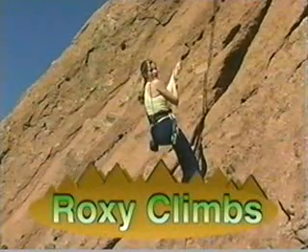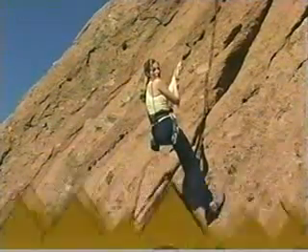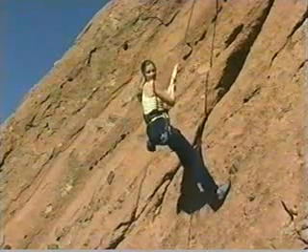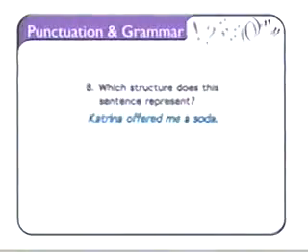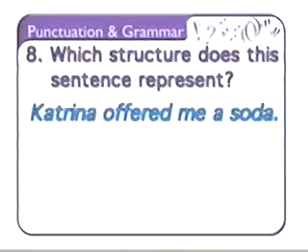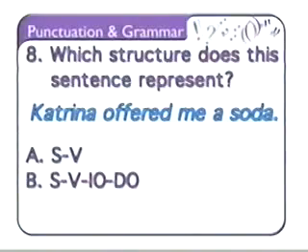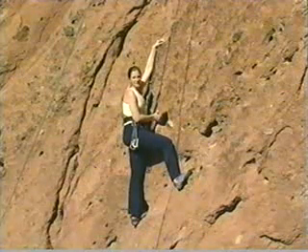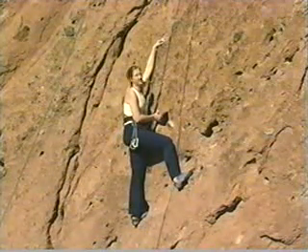Rock climbing is a team effort. You need a good partner to hang onto your rope. On belay! Which structure does this sentence represent? Katrina offered me a soda. A. Subject, verb. B. Subject, verb, indirect object, direct object, or C. Subject, verb, direct object. Way to go! Write down your answer and continue to move the right way.